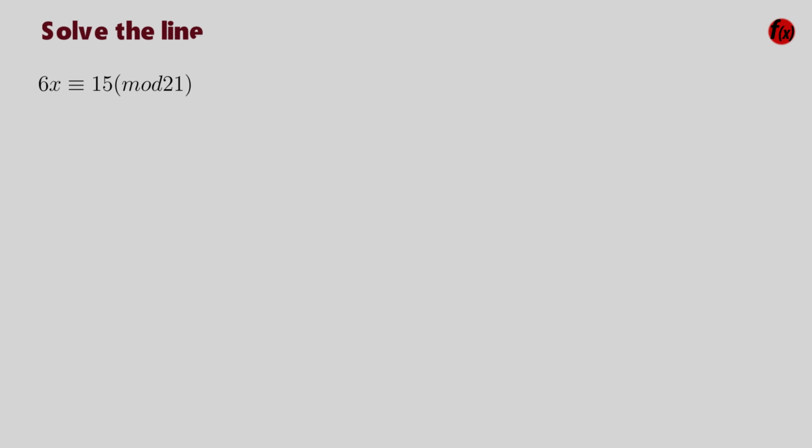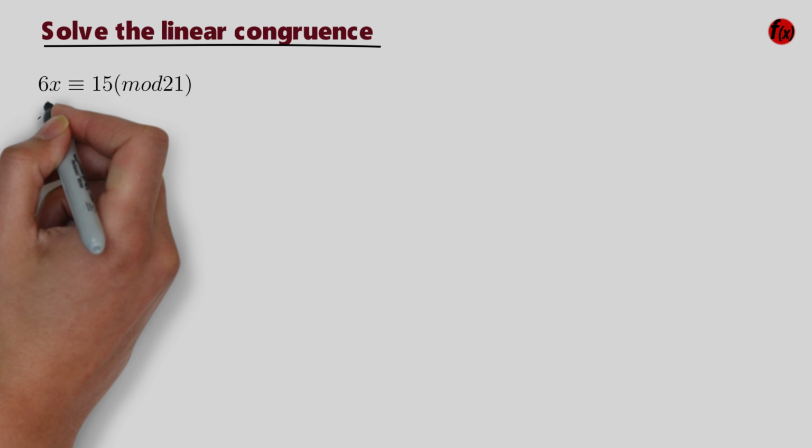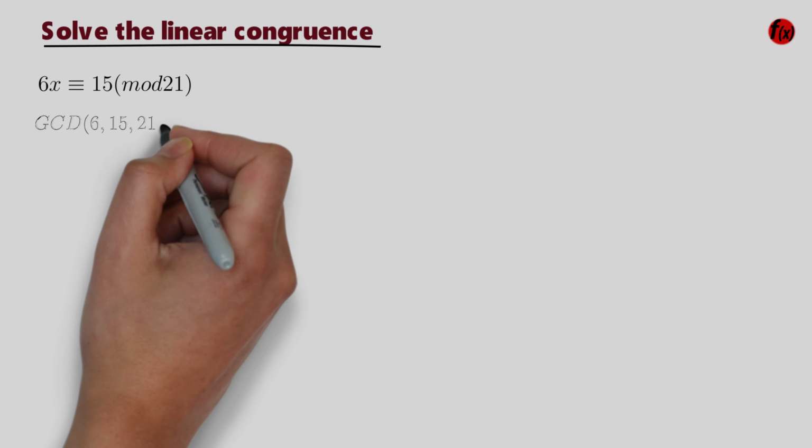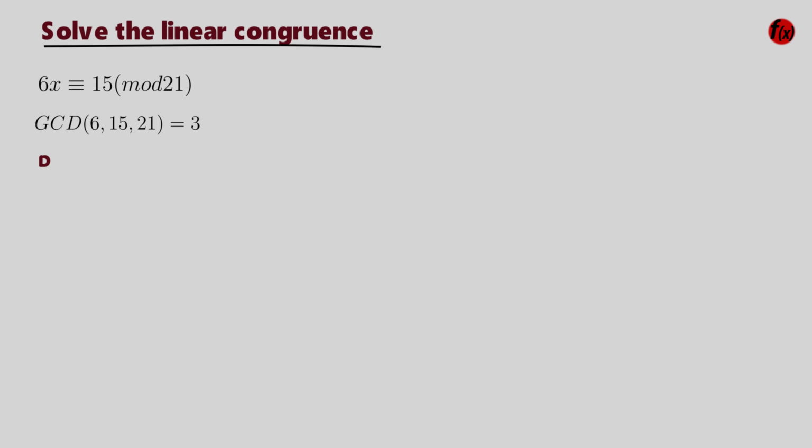Solve the linear congruence 6x ≡ 15 (mod 21). First, we need to simplify the congruence 6x ≡ 15 (mod 21). We can divide both sides by the greatest common divisor, GCD, of the coefficients. GCD of 6, 15, 21 equals 3.